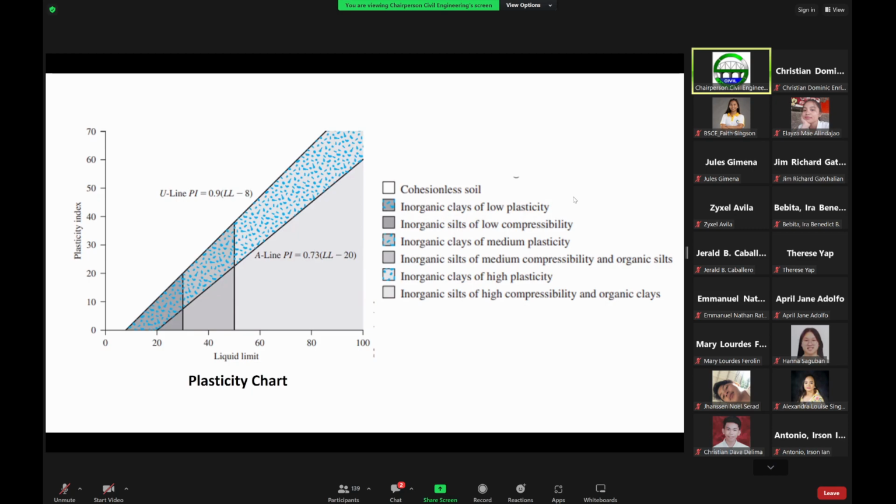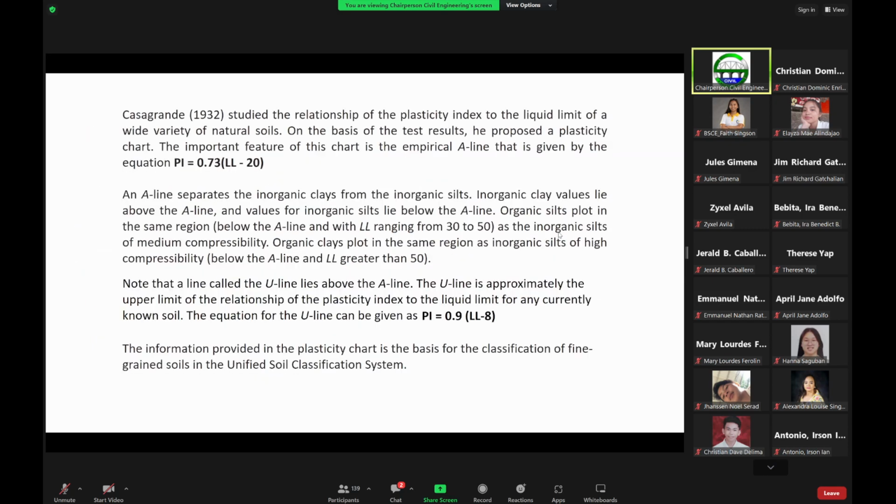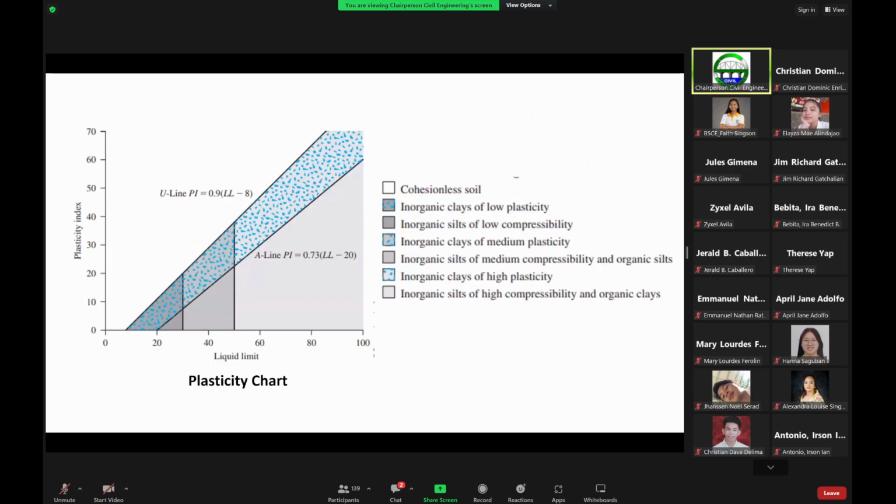Organic silts plot in the same region as the inorganic silts of medium compressibility. So if you look at these regions here, these are the regions for the inorganic silts of medium compressibility as well as the organic silts. Now, when you say organic, normally these are silts which have decayed plants and animals.